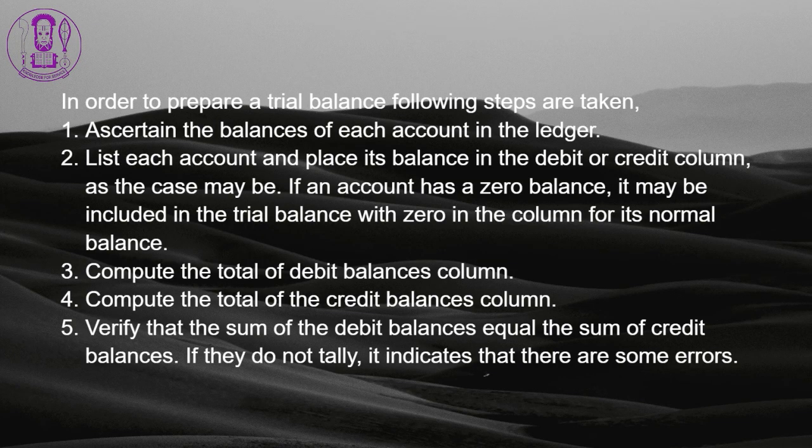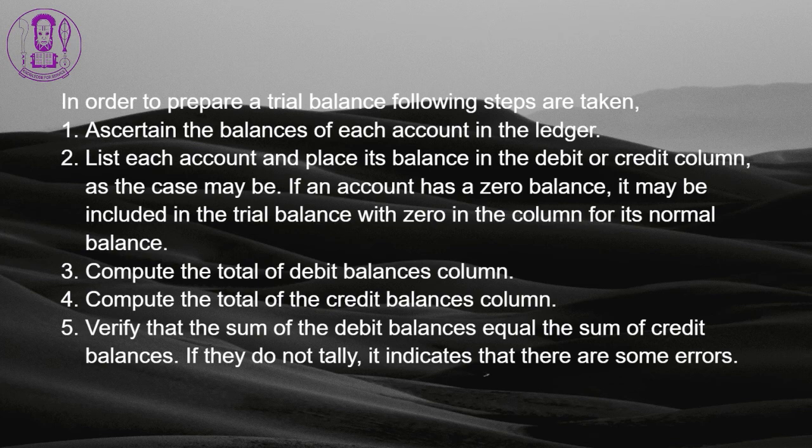1. Ascertain the balances of each account in the ledger. 2. List each account and place its balance in the debit or credit column, as the case may be. If an account has a zero balance, it may be included in the trial balance with zero in the column for its normal balance. 3. Compute the total of debit balances column. 4. Compute the total of the credit balances column. 5. Verify that the sum of the debit balances equals the sum of credit balances. If they do not tally, it indicates that there are some errors.